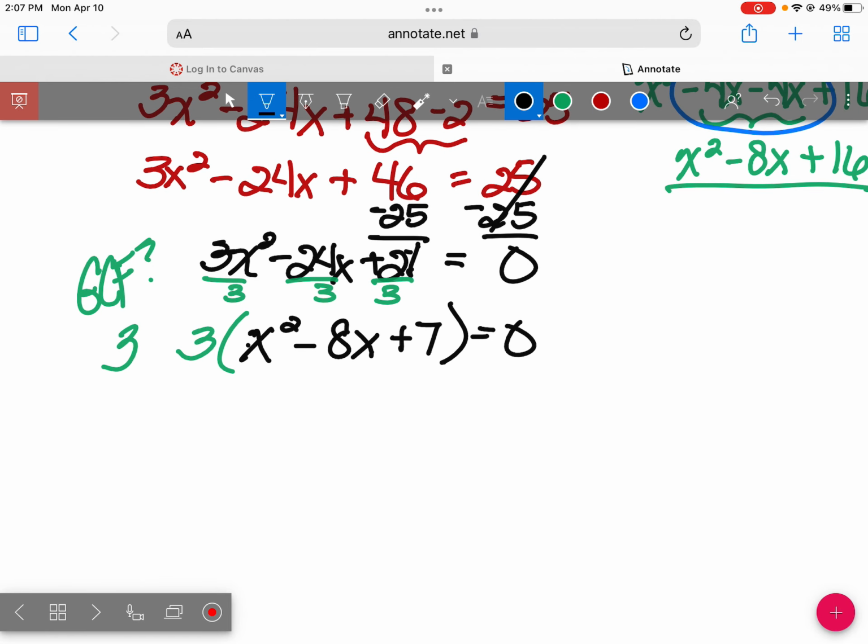Okay. So obviously 3 does not equal 0. If they asked for it in factored form, I would include the 3, but 3 does not equal 0. So I'm looking at this new and improved quadratic equation. What do you think now? What would I do?